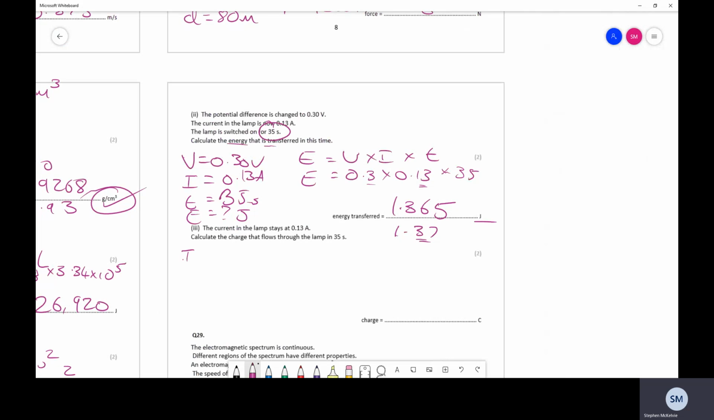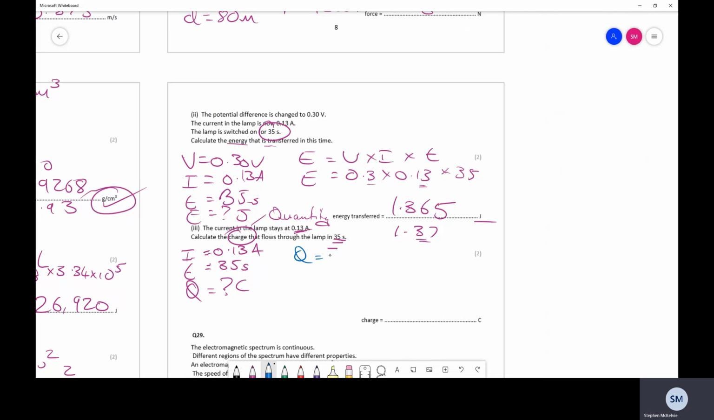The current of the lamp stays at 0.13 amps. Calculate the charge that flows through the lamp in 35 seconds. The time they gave us was 35 seconds. We've got 0.13 amps. They want the charge. And it's not just the charge, is it? We call it the quantity of charge, which is why the symbol for charge is Q. Q is equal to I times T. Now I'm just getting ahead of myself. Take a big deep breath because you're getting far too excited.